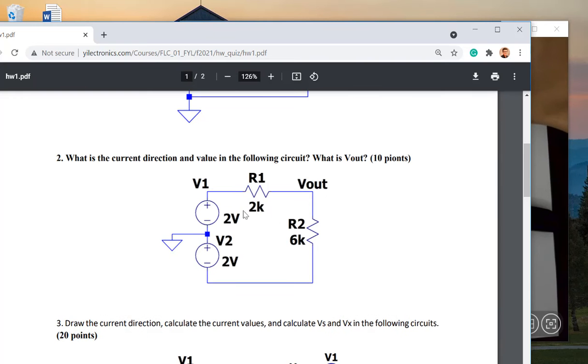What about this one? It's very similar, right? So you'll have 4 volts overall voltage drop across the circuit, and 8K as the overall resistance. So calculate the current first, and then calculate the voltage drop across each resistor.